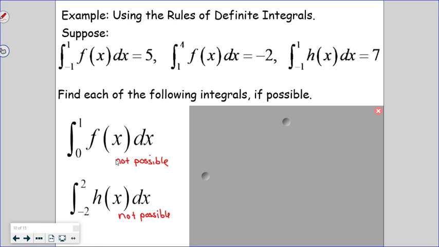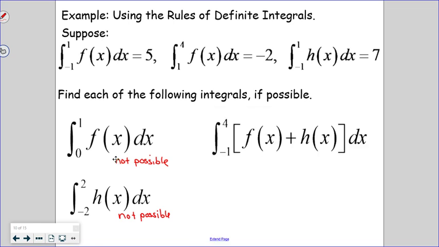Now, if you notice, everything on this page has been not possible, right? So as we look at this last one, I'm going to go ahead and tell you it's not possible. And I want you guys to figure out why. If I'm telling you it's not possible, what part of this next one is making this a not possible question?